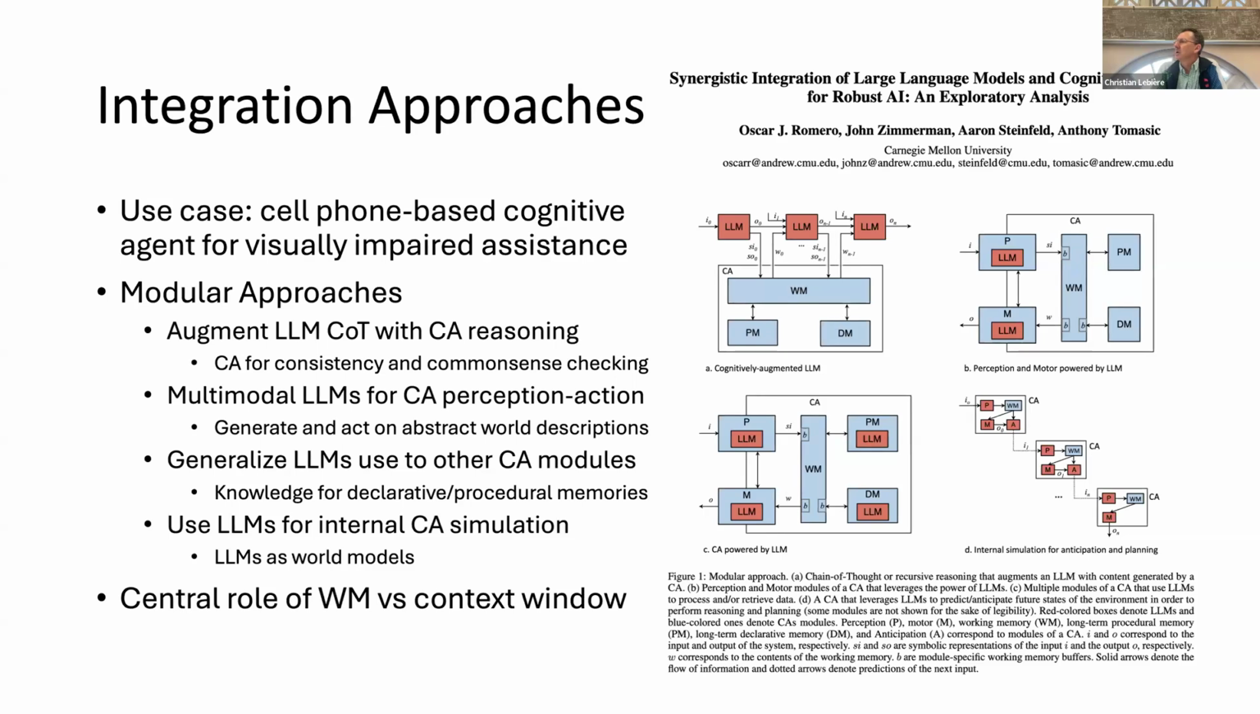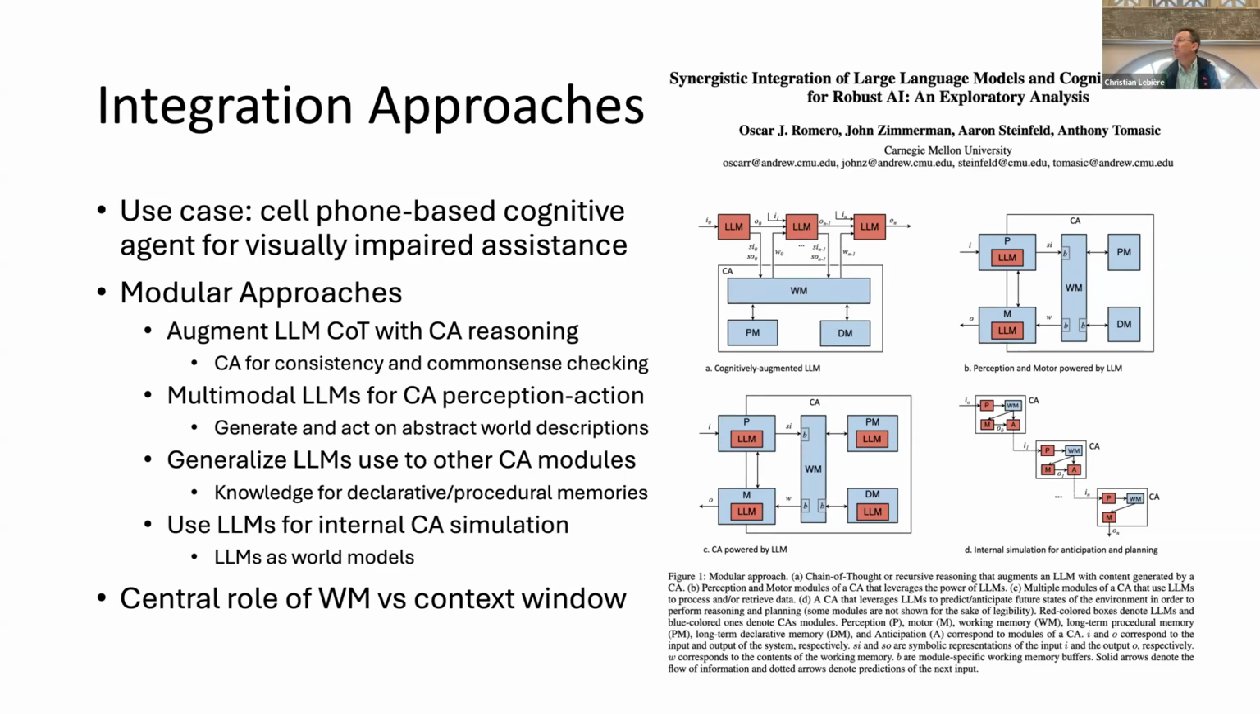So they illustrate there on the right a number of modular approaches. For example, on the top left, you could use cognitive architectures as a way of essentially reasoning in a chain of thought, LLM prompting. Or you can embed the large language models in various modules of the architecture. For example, on the top right, the perceptual motor modules, or on the bottom left, also the memory modules, which are the stores of knowledge.